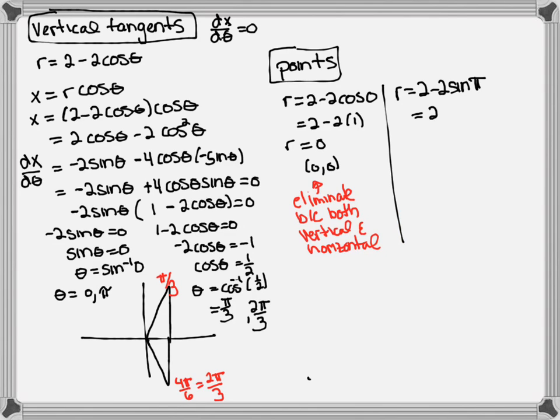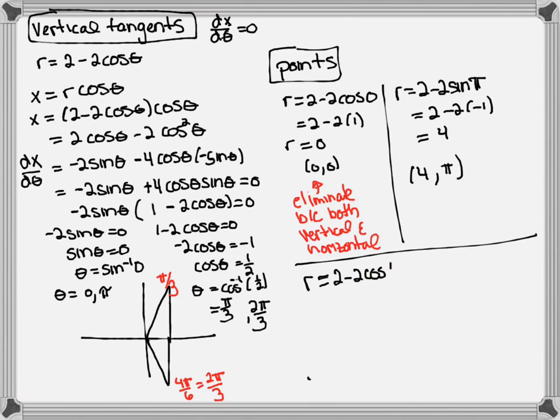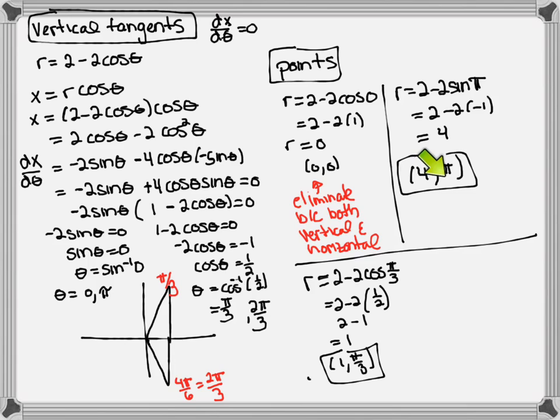So when theta is pi, I get negative 1, so I end up with 4. So 4 comma pi. At pi over 3, cosine of pi over 3 is 1/2. 2 times 1/2 is 1, and 2 minus 1 is 1. So there's my second vertical tangent.